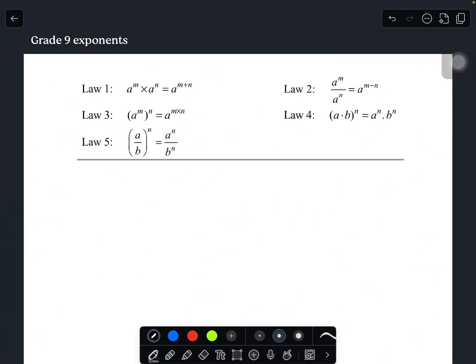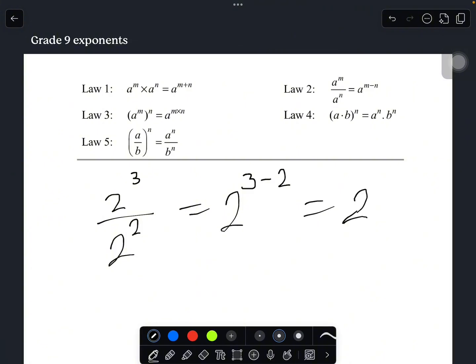So if I have, for example, let's now use an actual number, 2 to the power 3 over 2 to the power 2, that will just equal 2 to the power 3 minus 2. And that will just equal 2. Now you can even go and put this in your calculator. See, this will just be 8 over 4, and that just equals 2.